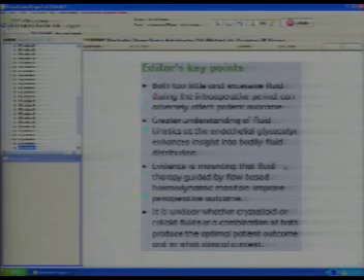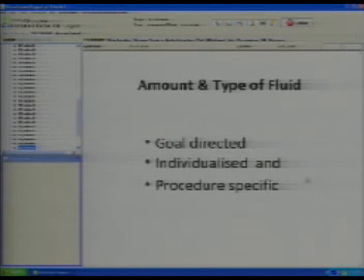That means instead of crystalloid or colloid, it should be a mix of both depending on the individual child's requirement. So what sort of fluid and how much fluid is necessary should be goal directed, individualized to individual patients, and procedure specific. It means a hernia patient, a thyroid patient, a patient coming for tonsillectomy, and a patient for liver dissection will have different requirements for fluid therapy.